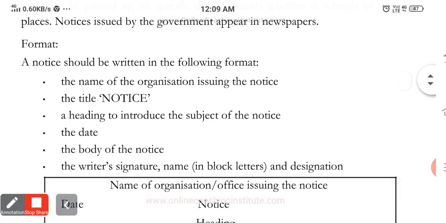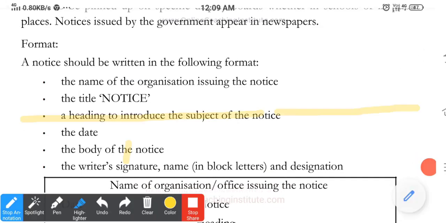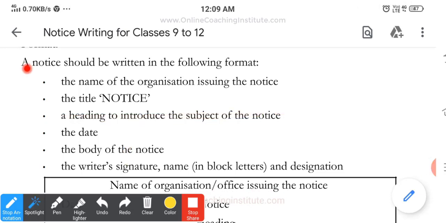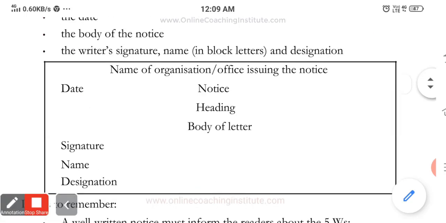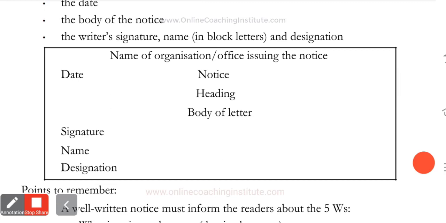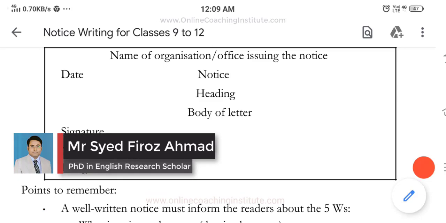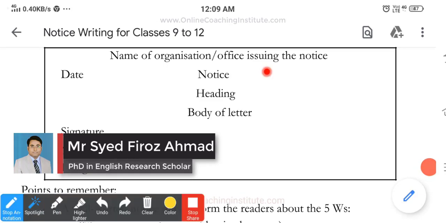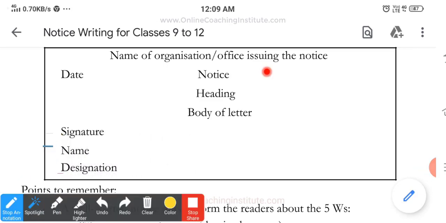Now we talk about the format. Look here. A notice should be written in the following format. First of all, what have you to write? First of all, you have to write the name of the organization or the office which is issuing the notice. So you have to keep in mind what is the purpose of writing a notice and who is writing the notice. So first of all, the name of the organization or office which is issuing the notice must be mentioned properly.